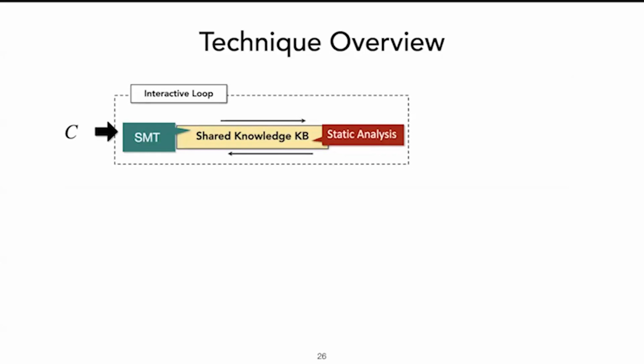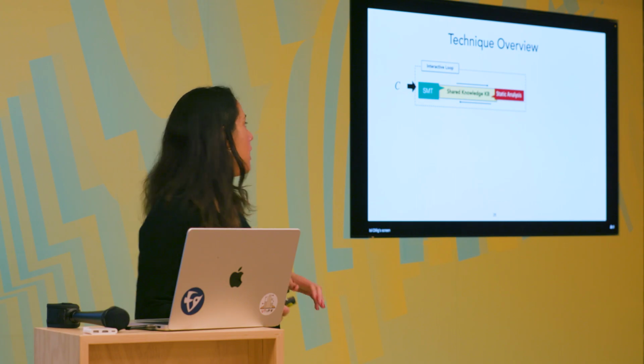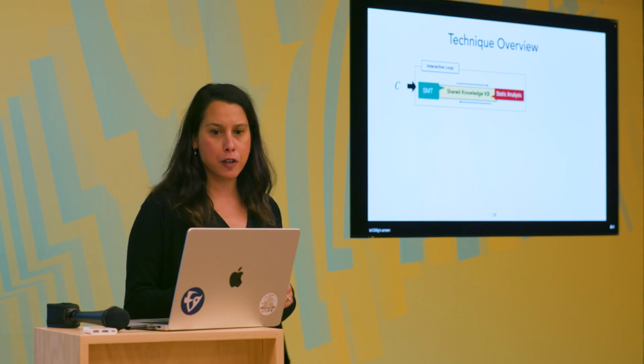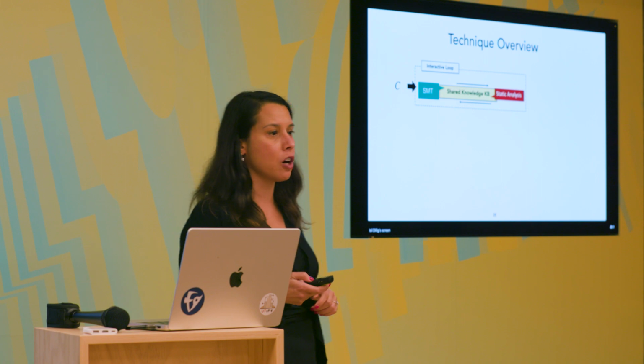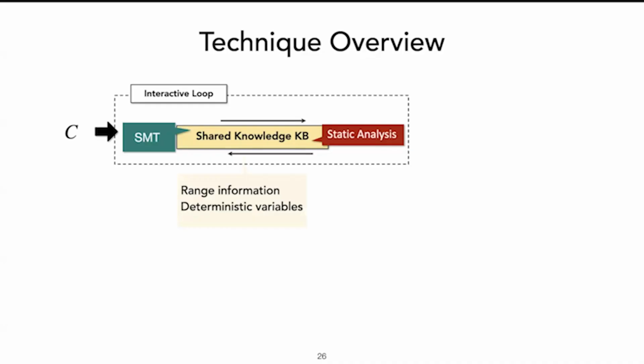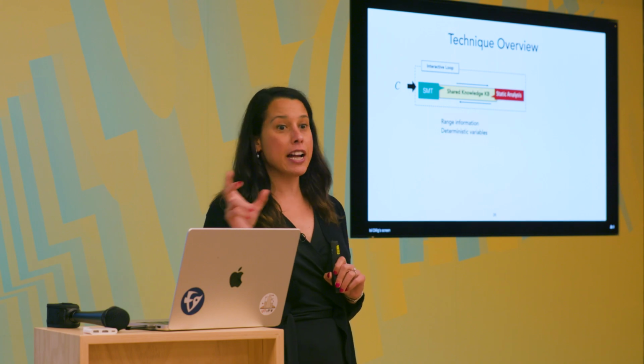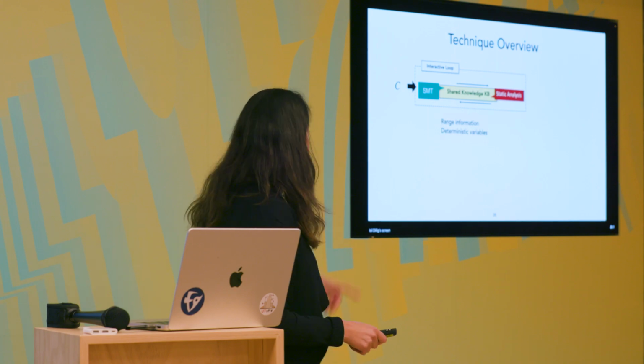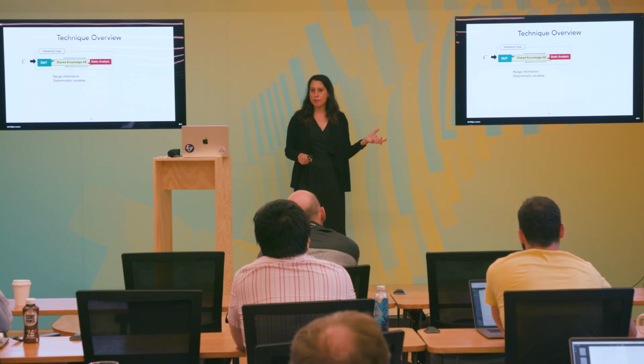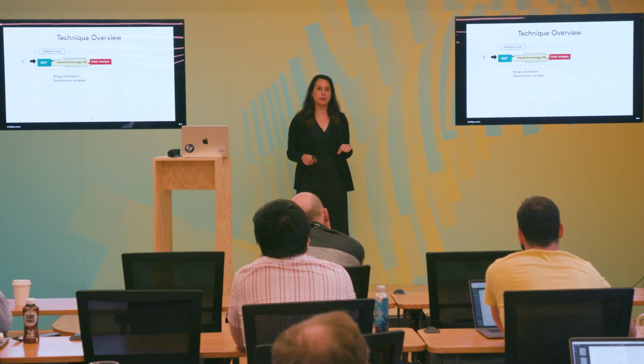So this brings me to our technique, which at a high level is an interactive loop between two components, namely the SMT solver approach and the static analysis approach. These continuously exchange information with each other through a shared knowledge base. And what does this shared knowledge base contain? Well, it contains two types of things. First, as Daejun was saying, range information turns out to be useful, so it will compute range information for all the signals. But most importantly, it has information about which signals have been proven to be deterministic.